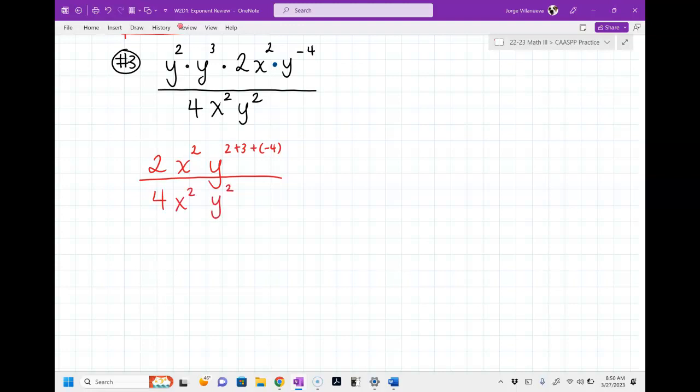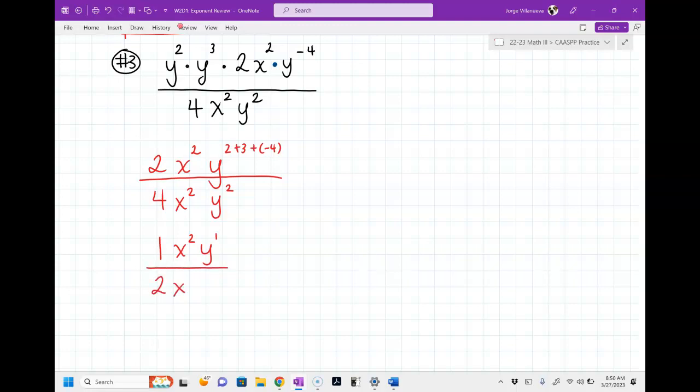On my next step, I'm going to reduce. 2 over 4 is the same as what? I can reduce it to a half, right? So I'll write the 1 there: 1x squared. Y to the what? It's 2 plus 3 plus a negative 4. What's my power that remains? 2 plus 3 is 5, and 5 minus 4 is 1.